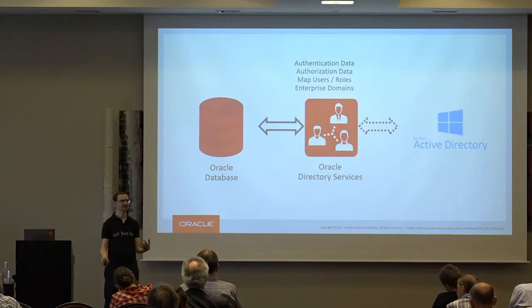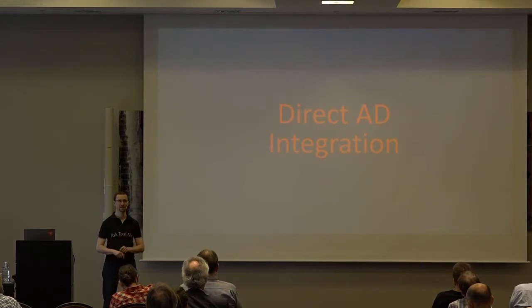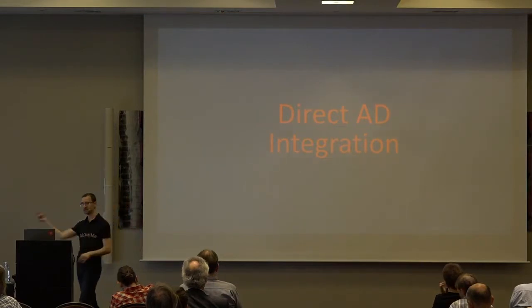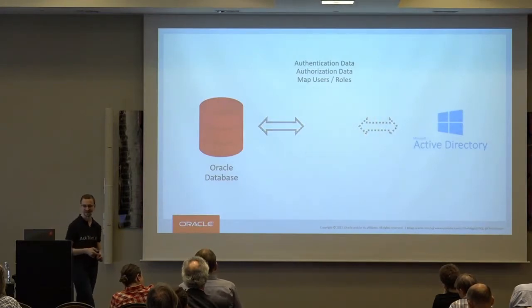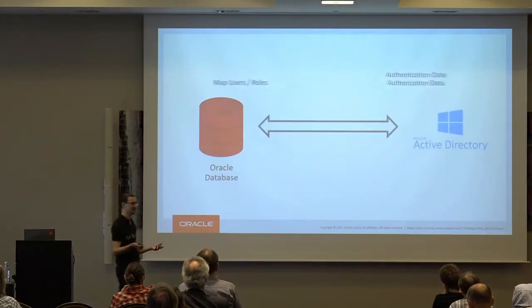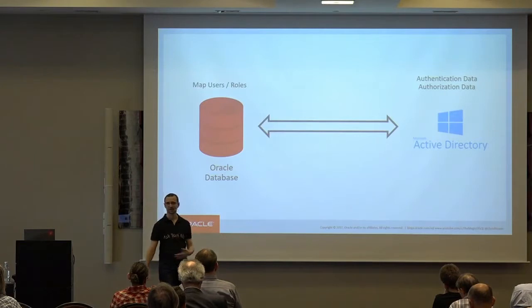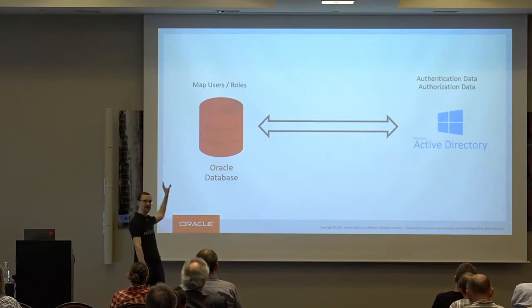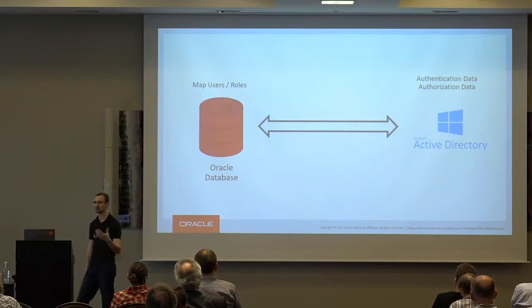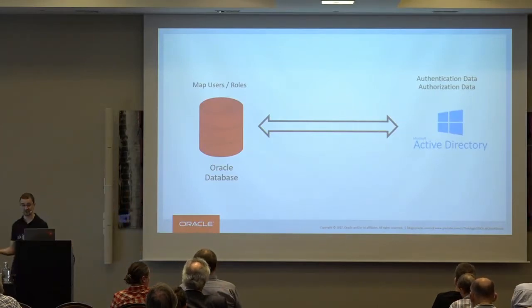So in 18c, we cut out the middleman. You can now do direct Active Directory integration from the database to AD. So if we go there, we can cut that thing out the middle and just map things like that. So now you can do all your password policies and security management in AD, and map those to appropriate users and roles and so on in the database. Hopefully simplifying things, making your application more secure.